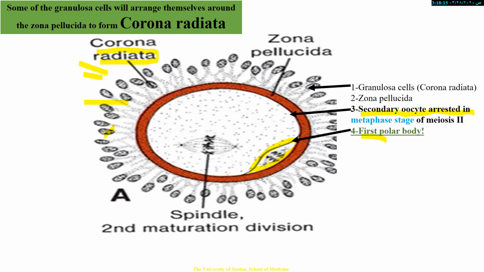The first polar body is nearby the oocyte. So granulosa cells, now we call them corona radiata and zona pellucida. What has been ovulated is the secondary oocyte plus first polar body, and they are both surrounded by zona pellucida, and zona pellucida is surrounded by corona radiata. Why are we talking about this? This is very important. The sperm has to pass through the corona radiata, then it has to pass through the zona pellucida to reach and to fertilize the ovulated egg.